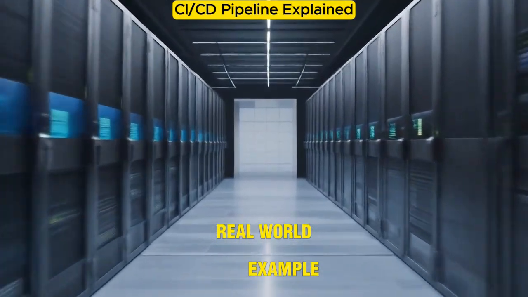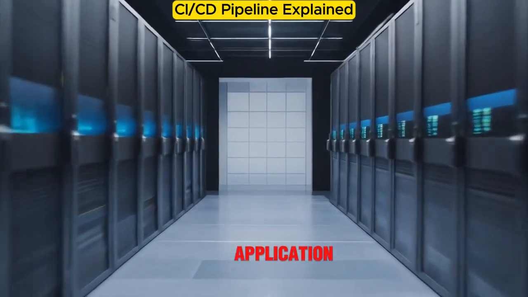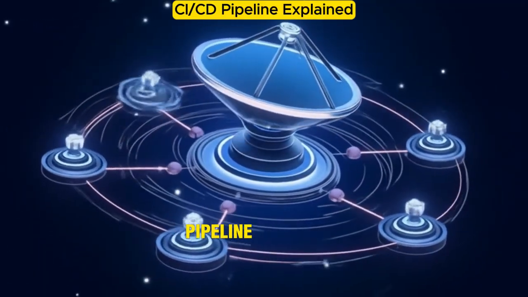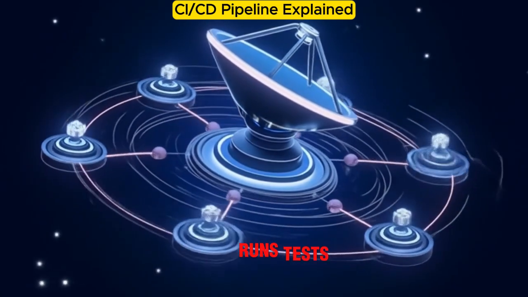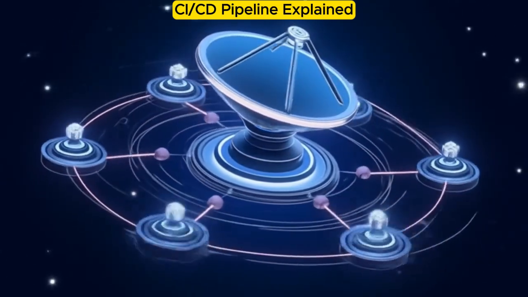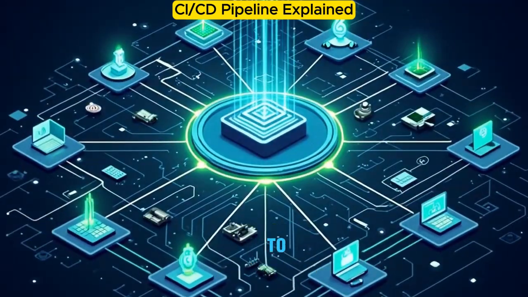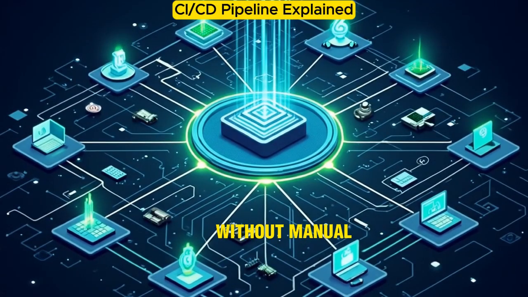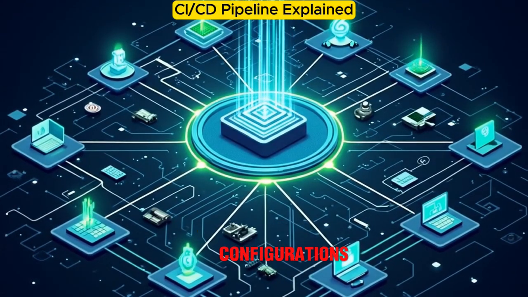Real-world example. Imagine a team building a web application. A developer commits a new feature. The CI pipeline automatically builds the app and runs tests. If successful, the CD pipeline deploys it to a staging server. After approval, it goes live, without manual file transfers or server configurations.